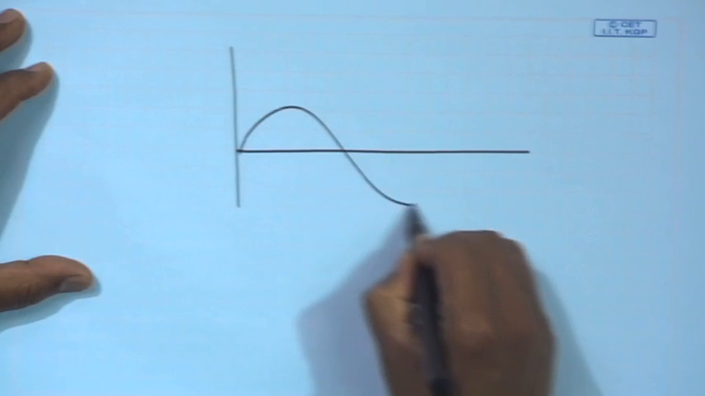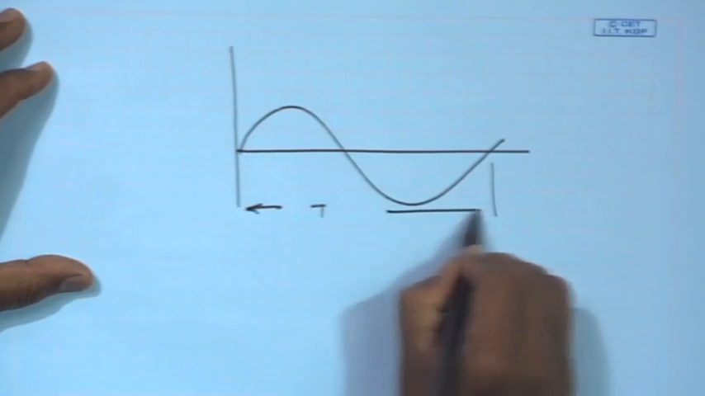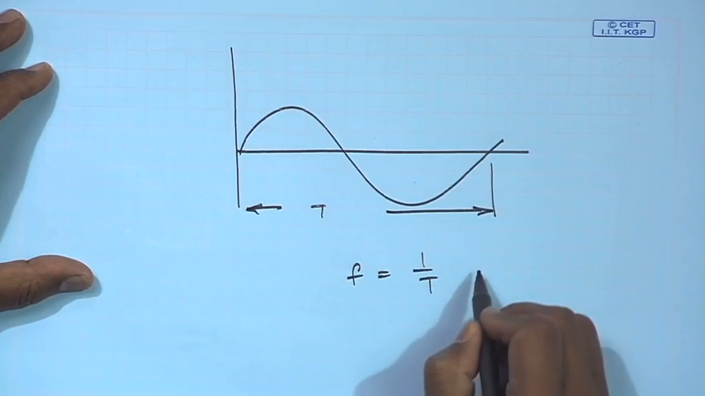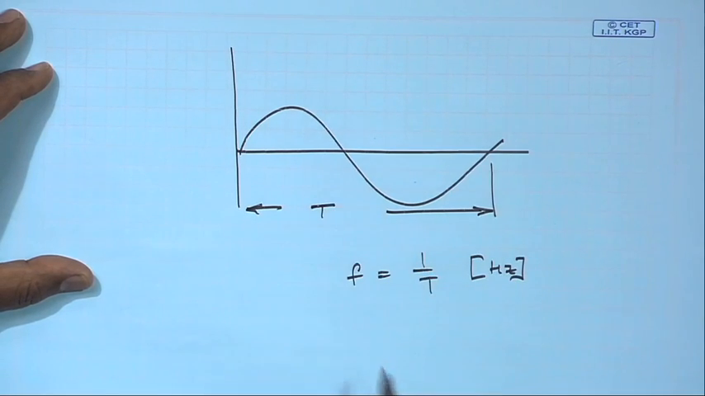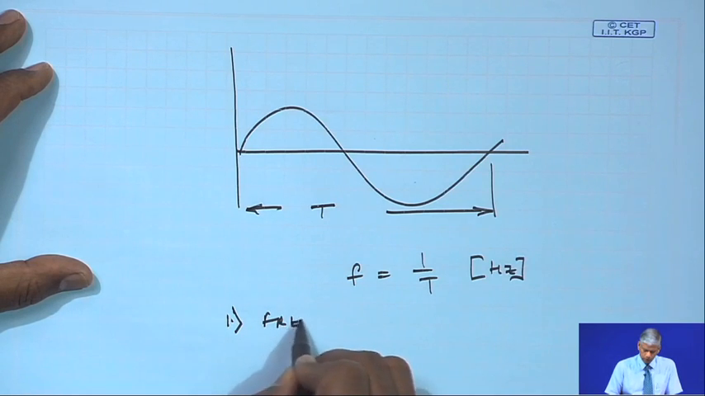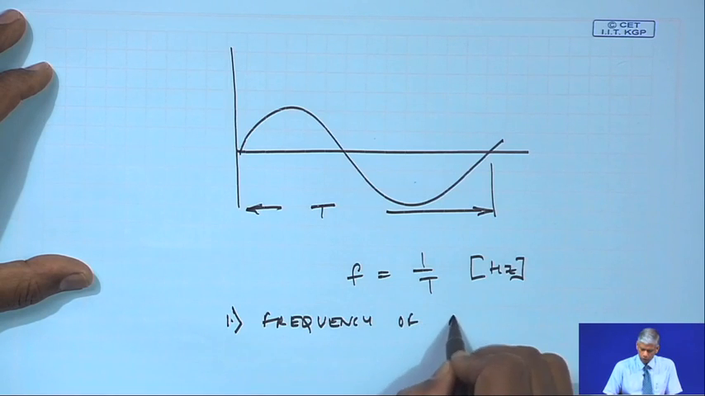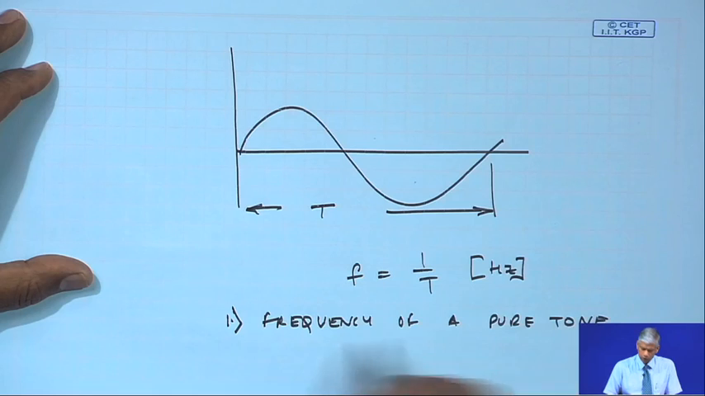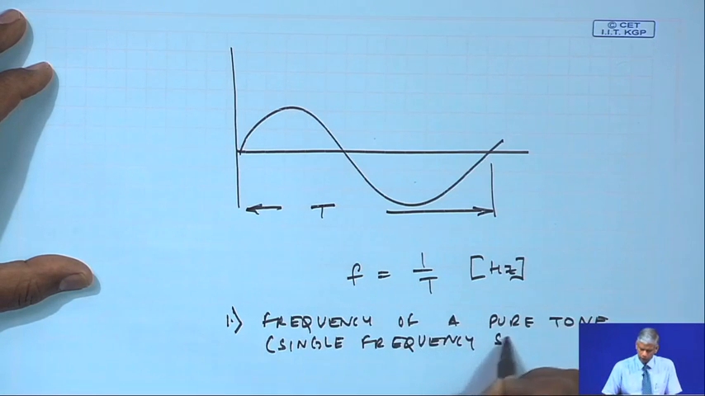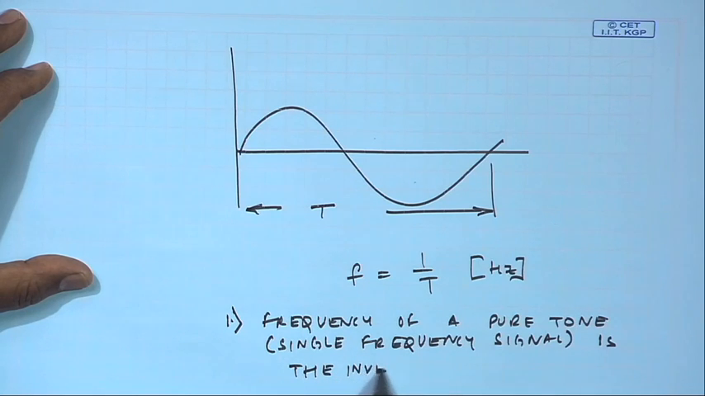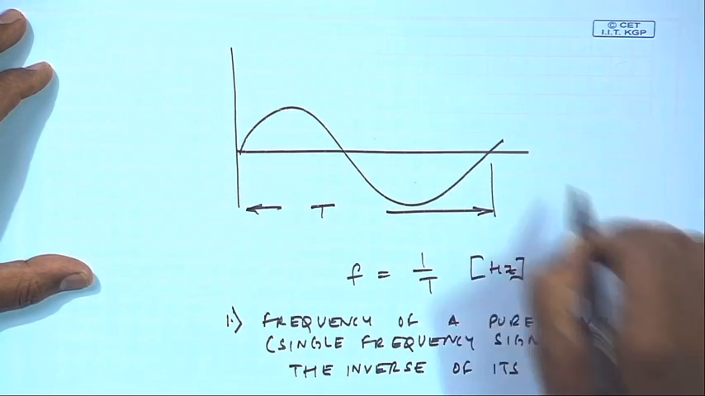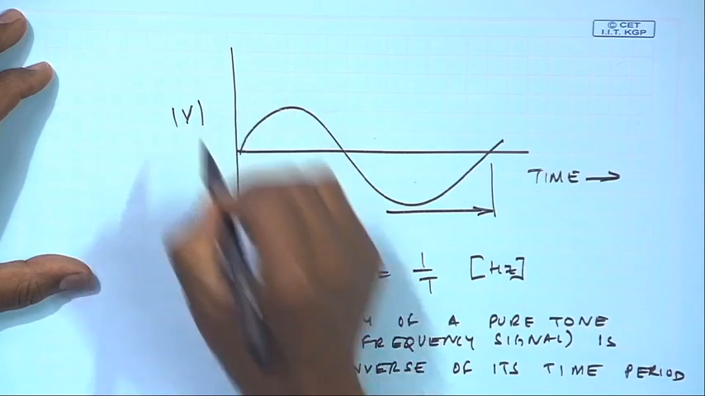Well, the very first approach we can take is from the time period. So, the frequency of this pure tone signal, in hertz, is nothing but the inverse of the time period. So, the frequency of a pure tone, or in other words a single frequency signal, is nothing but the inverse of its time period. Now, if this is time and this is some voltage, I can do it this way.